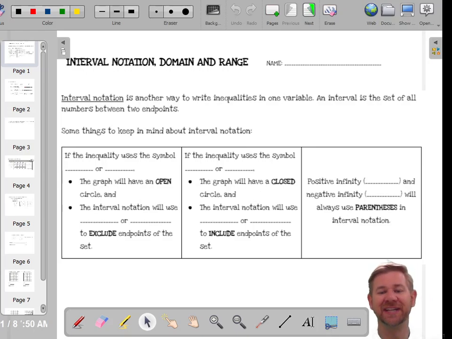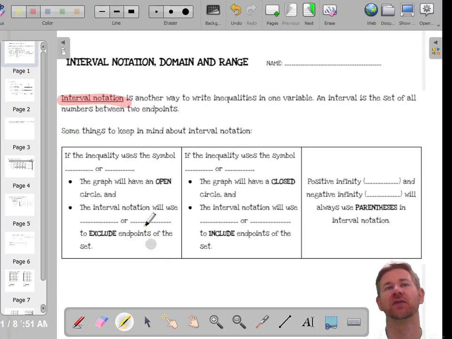Hello everyone, we're going to introduce domain and range and interval notation here today. First I'm going to set up some rules that we're going to keep referencing, and then all the problems are going to go over these things. So first thing, we're talking about what's called interval notation.